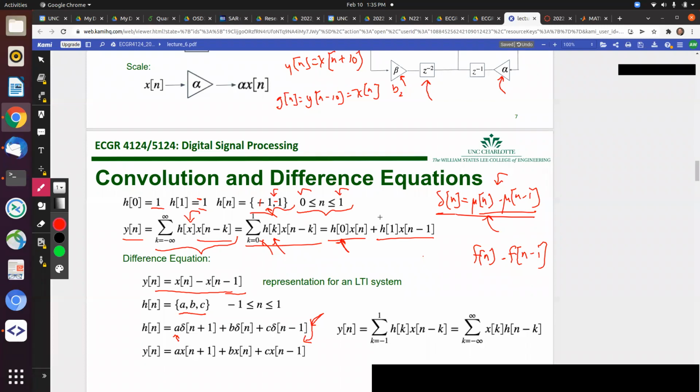So if we have a filter, can we get a difference equation? Yes. If we have a difference equation, can we get a filter? Can we get an impulse response, so to speak? Yes, it's the solution to the homogeneous part of the differential equation, or the natural response of that differential equation.